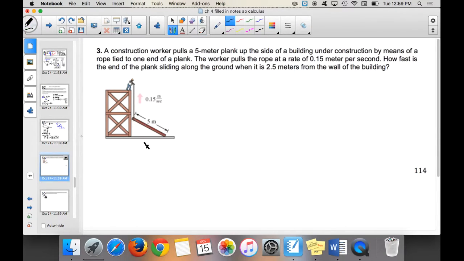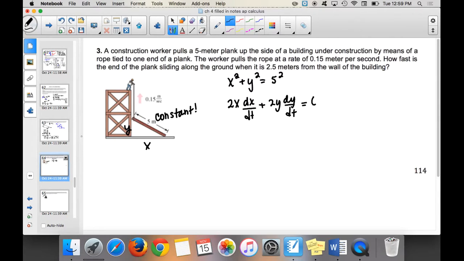So I'm going to have x and I'm going to have y, and then 5 is a constant. So I can do x squared plus y squared equals 5 squared. And I can take the derivative. So I have 2x dx over dt plus 2y dy over dt equals the derivative of 25, which is just 0. And I told you whenever I do Pythagorean theorem, I always get rid of those 2's. I just divide out by 2. It's like I divided the 0 by 2.